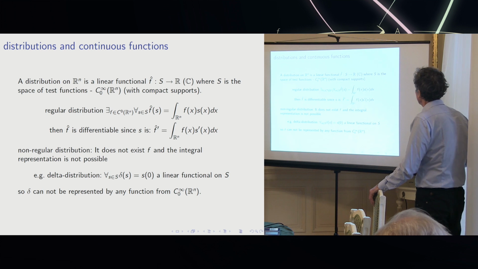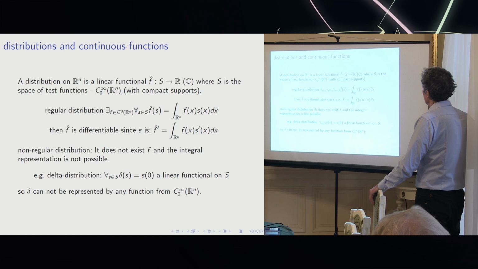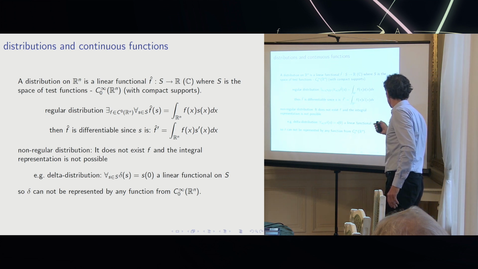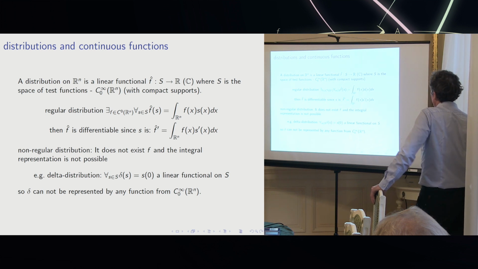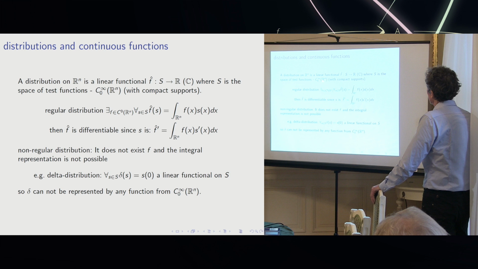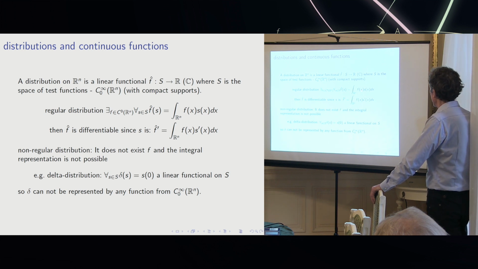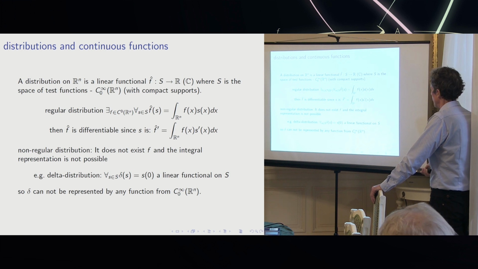Okay, let me recall some basic facts about distributions in general. So we have regular distributions, which are represented by some integral of a function, for example, a continuous f. Okay, and then we say that distribution f is differentiable in this sense whenever such an integral is well defined, and the differentiation of a distribution f is transposed to differentiation of the smooth test function, and so on. We can repeat the procedure. There are also non-regular distributions which cannot be represented by any such function f. The basic example is the delta distribution, which is such a linear functional on the space of test functions.